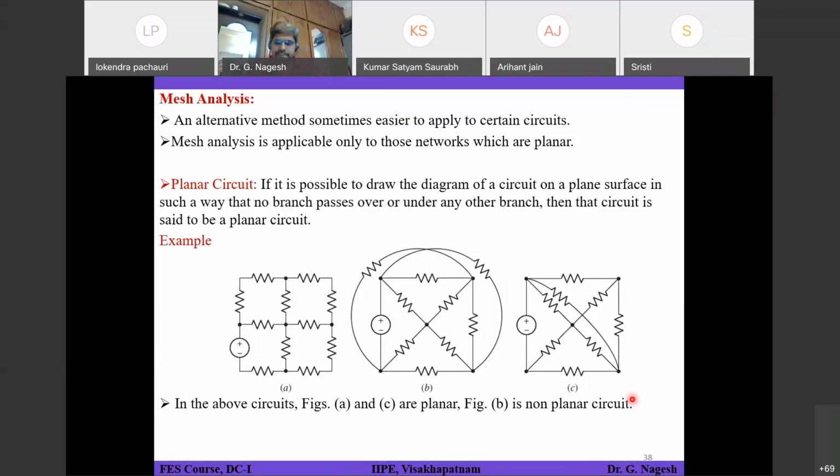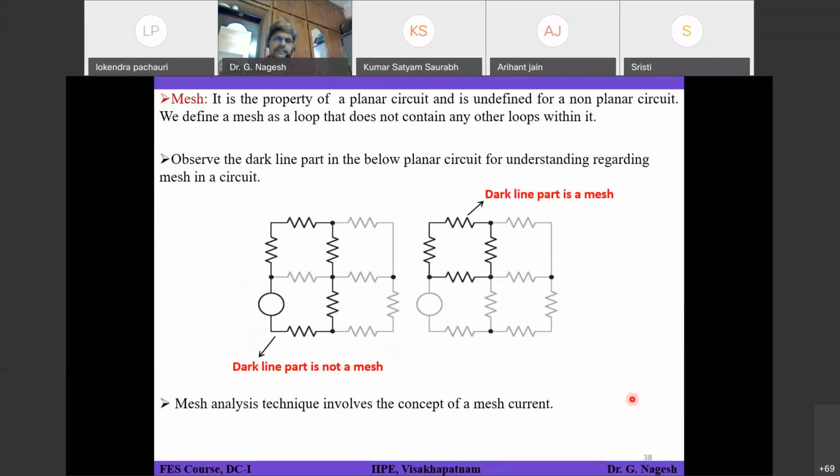Okay, so that is the difference between mesh analysis and nodal, KVL. Anyway, we'll go into that, then you will understand. Okay, so they are saying one more statement.